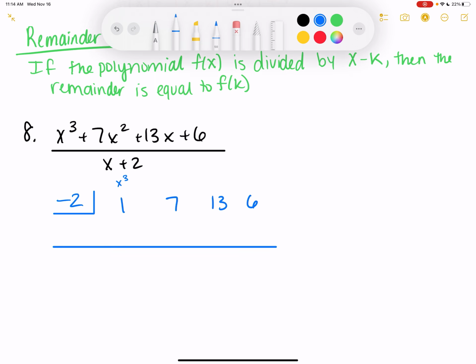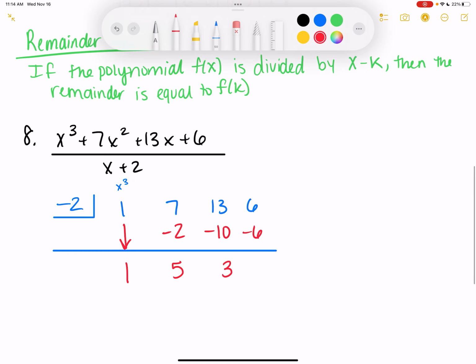So we bring down the 1. We do 1 times negative 2 is negative 2, and we write that under the 7. 7 minus 2 is 5. 5 times negative 2 is negative 10, so we write that under the 13. 13 minus 10 is 3. 3 times negative 2 is negative 6. 6 minus 6 is 0. So in this case, there's not a remainder.